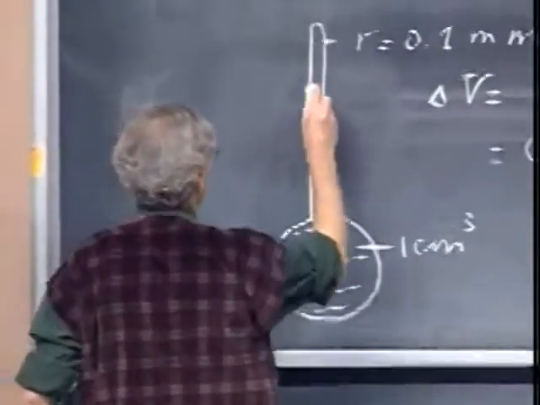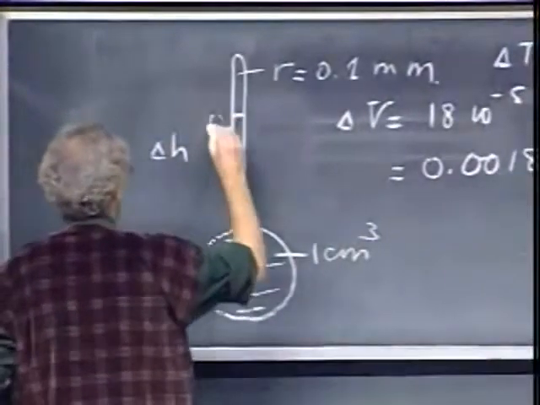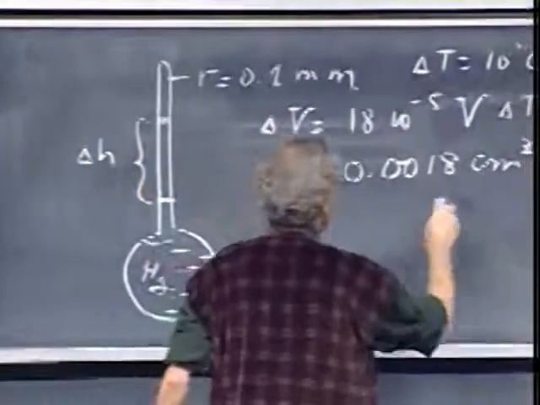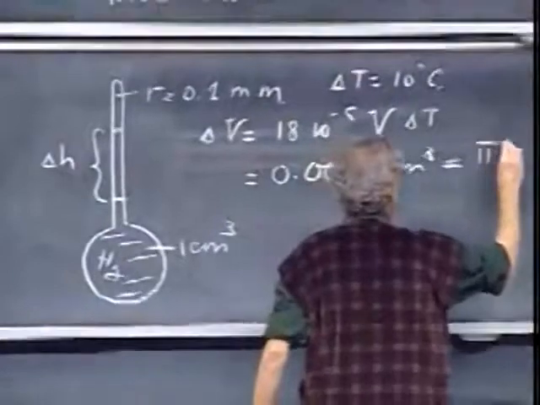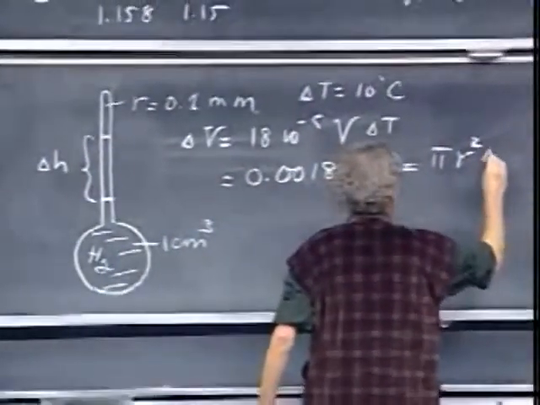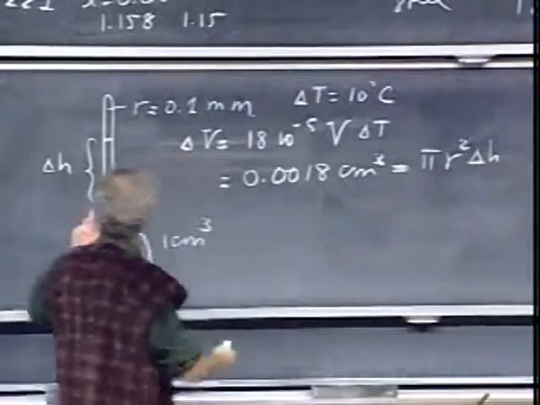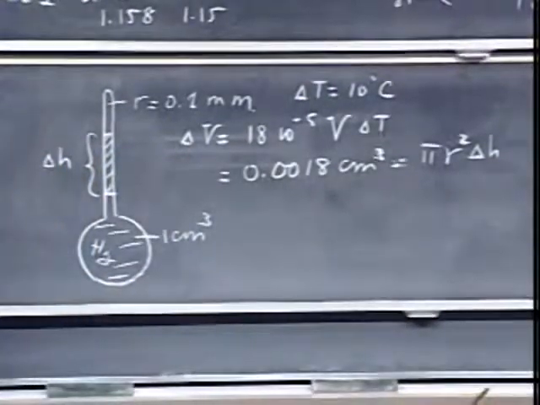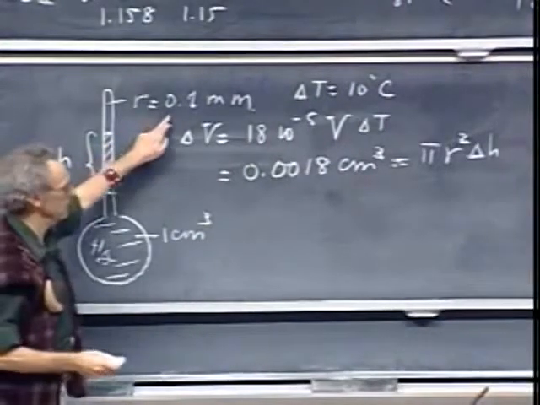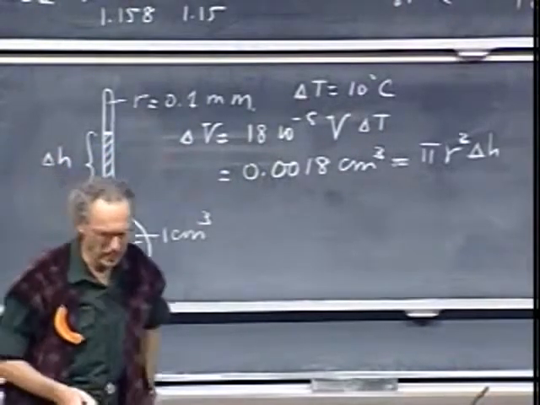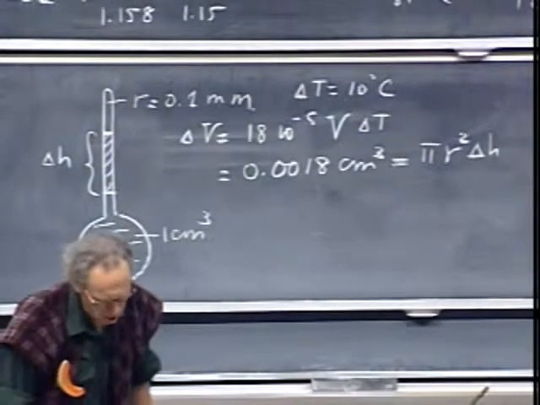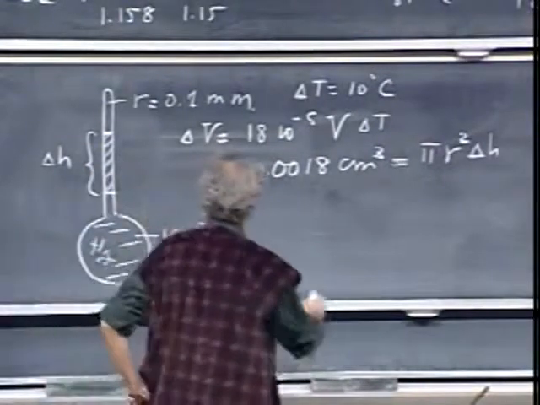And so if the mercury then changes its height by an amount delta H, and if this is a tube with a radius 0.1 millimeters, then this amount of mercury must be the same as pi r squared times delta H, which is the volume of the new column, the increase in the column. And so you take your 0.1 millimeters, and you will find that delta H, for this example that I chose, is 5.7 centimeters.